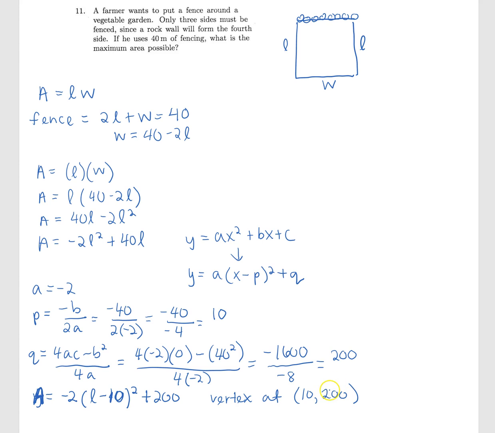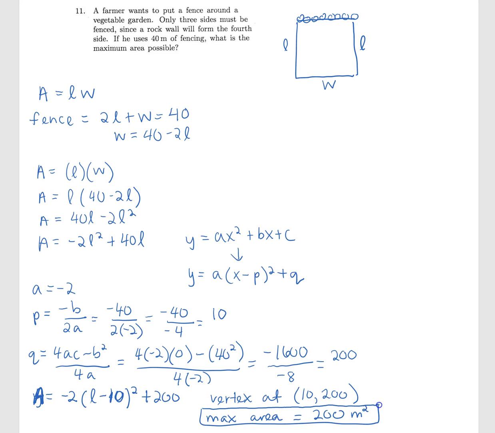So since our y value corresponds to the area, we can see that the maximum area equals 200. And in the units we've been given, this is going to be 200 meters squared. And so this answers the question for question 11. Our maximum area is 200 meters squared.